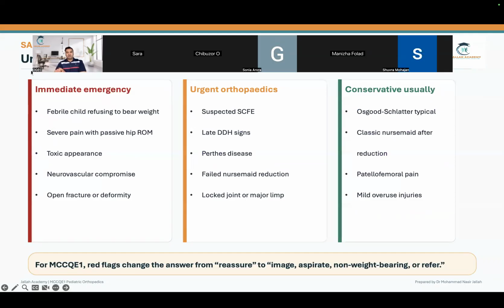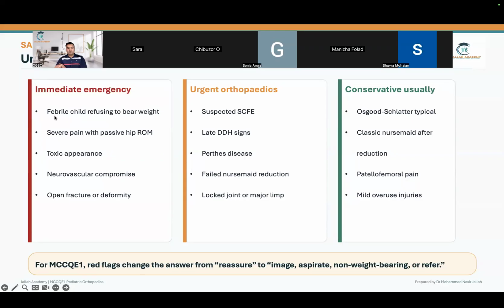Urgent referral and emergency triggers. Immediate emergency: a febrile child refusing to bear weight. You have a toxic child who does not want to walk. So it is septic arthritis until proven otherwise. You need to immediately refer to hospital and a specialist.